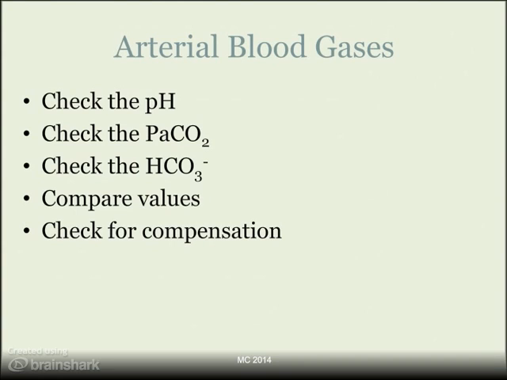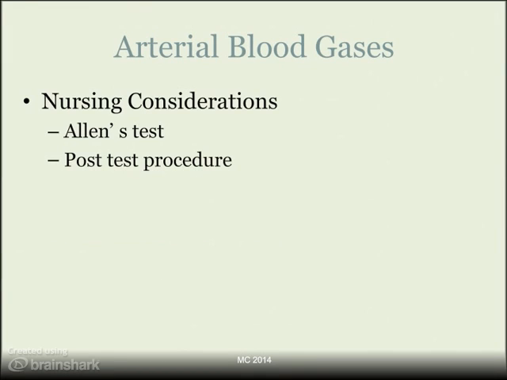So you're going to make sure you check everything, the pH, the PCO2, the bicarbonate. You're going to look at the values and compare them and check for compensation. So other things to consider is an Allen's test. Now an Allen's test checks for patency of the radial artery.